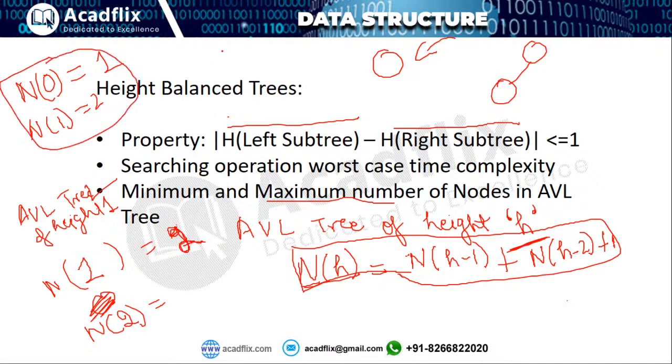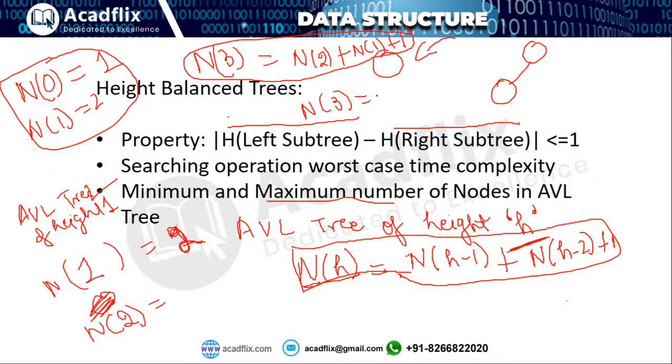Now if someone asks me what is the minimum number of nodes in an AVL tree of height 3, what will I use? I'll use this formula: n of 3 is equal to n of 2 plus n of 1 plus 1. What is my n of 2? I don't really know as of now, but I know my n of 1. My n of 1 is 2, and plus 1.